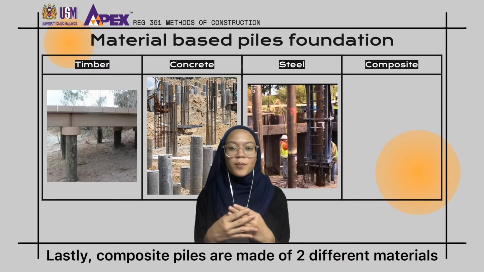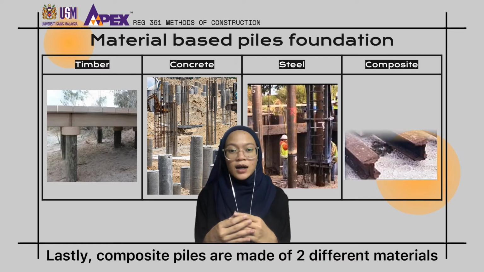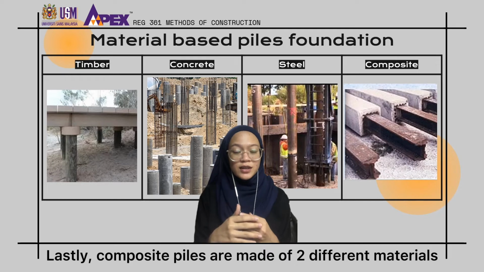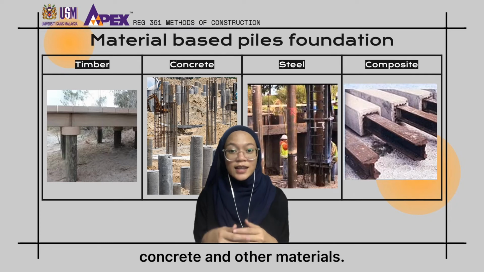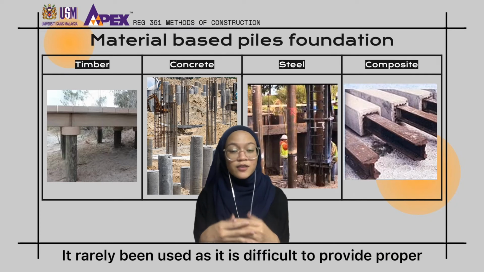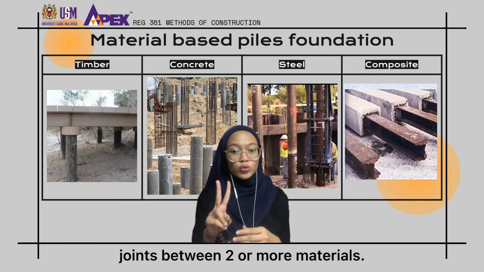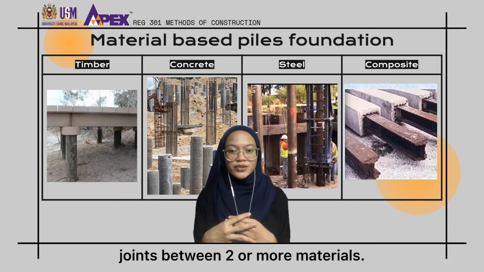Lastly, composite pipes are made of 2 different materials, which consist of a lower portion of cast in situ concrete and other materials. It is rarely used as it is difficult to provide proper joints between 2 or more materials.